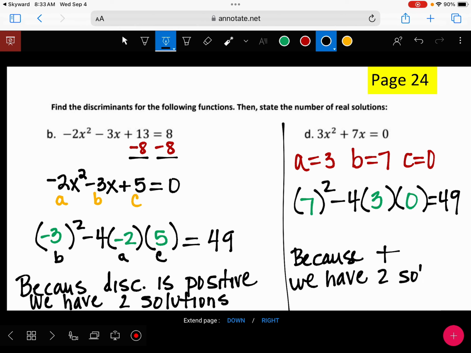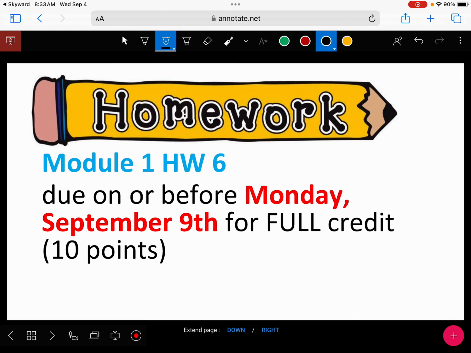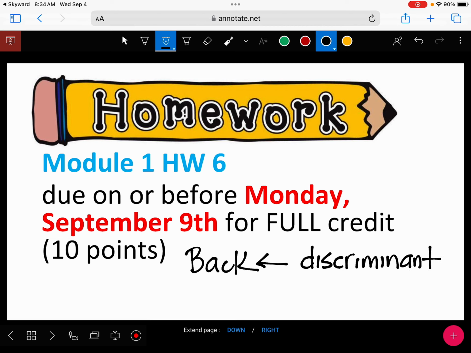All right, so let's talk about homework 6. First of all, homework 6, did everybody pick it up in the front of the room before we started class? Okay, the due date is Monday. So can you write homework 6 is due Monday, which is September 9th. Right now, the only thing you can do is the back side. So I want everyone to start on the back because the back is the discriminant only. Tomorrow, we'll talk about doing the whole quadratic formula.